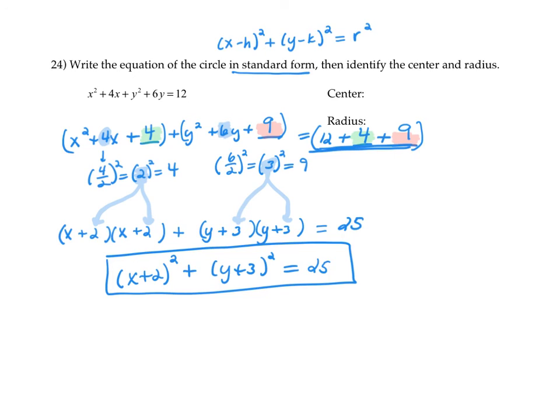I want to see that equation first, and then I want you to identify the center and the radius. The center would be (-2, -3), because we have to take the opposite of positive 2 and the opposite of positive 3. The radius is going to be 5. And we could have found that a long time ago because we had this number on the right-hand side. Remember that that's our radius squared. So then we're going to take the square root of 25, and that's going to be 5.